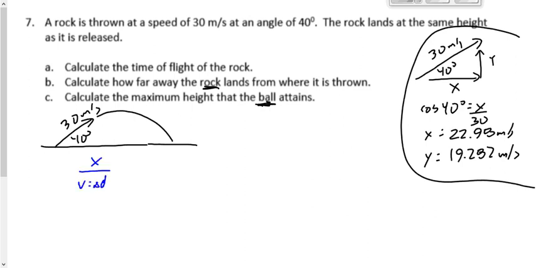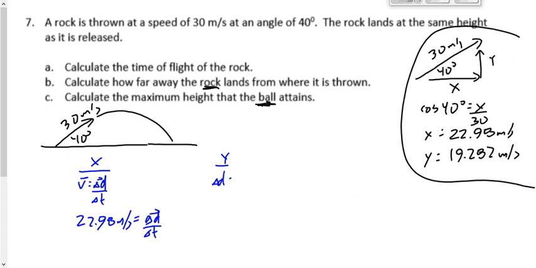Always v equals delta d over delta t. The x velocity is, what's the x velocity? 22.98 meters per second, good. Horizontal displacement, I don't know. Time, I don't know. Let's go to the y component.